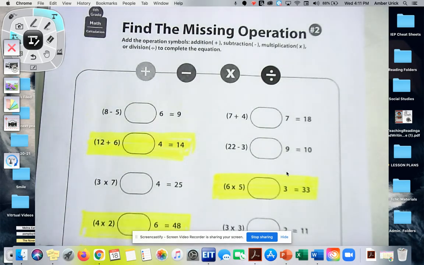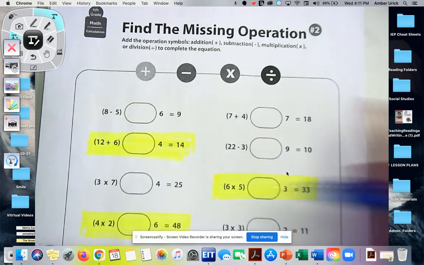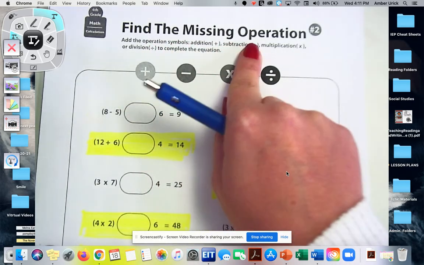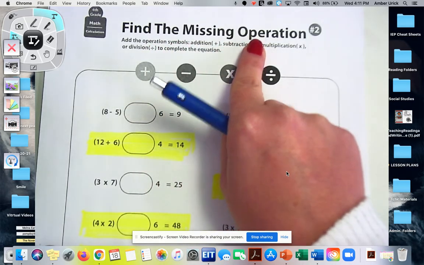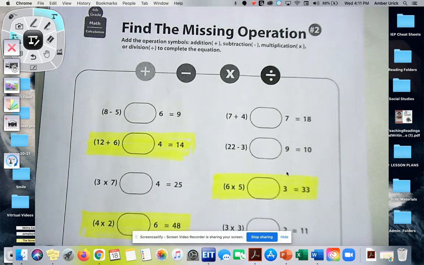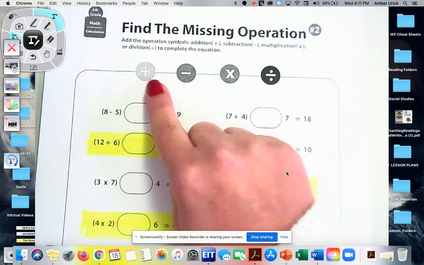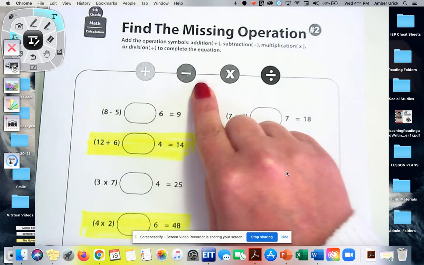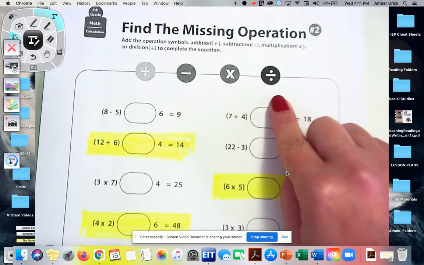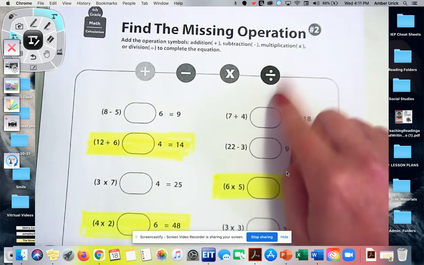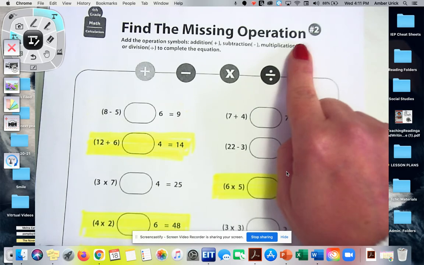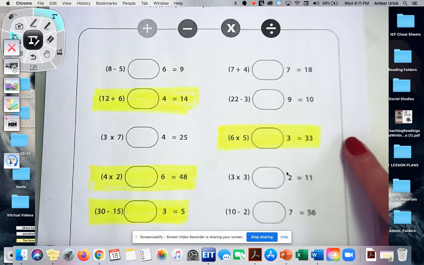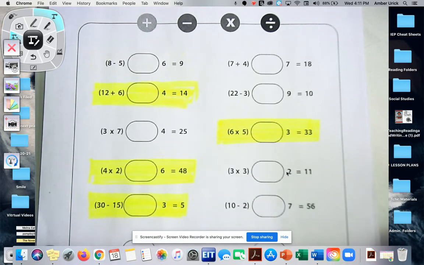Everyone. Today we're going to talk about a missing symbol. And if you notice on my paper, it says find the missing operation, which means the same thing as a missing symbol. And here I have the addition symbol, the subtraction symbol, the multiplication symbol, and the division symbol, which again just means operation. So I have 4 problems here if you see them. And those are the problems that we are going to do.